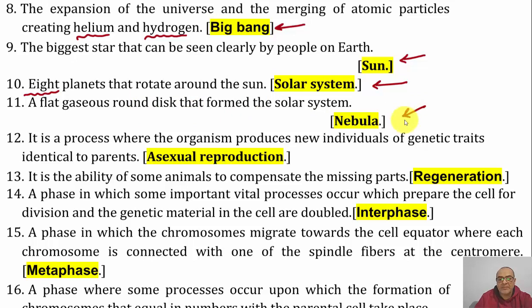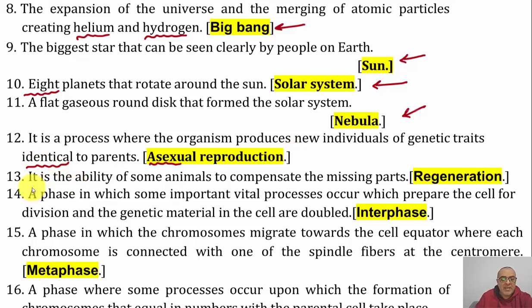It's nebula. It is the process where the organisms reproduce new individuals of genetic traits identical to the parents. Yes, it's asexual. Here, identical means the same. So it is asexual reproduction.